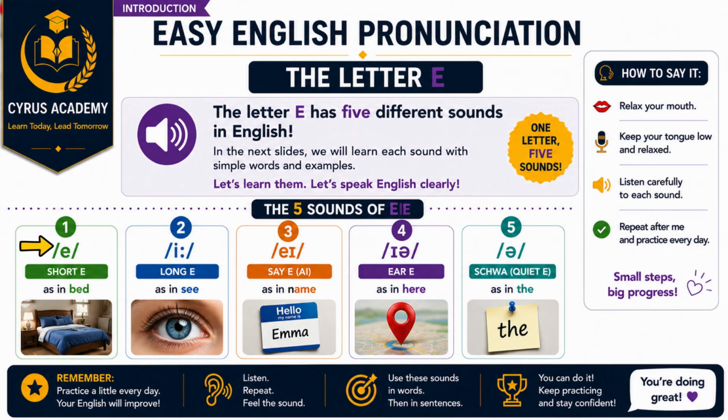Sound 1 is short E. Sound 2 is long E, as in see. Sound 3 as in name, name. Sound 4 as in ear, ear, here. And sound 5 as in the. That's a soft, quiet, or schwa sound.